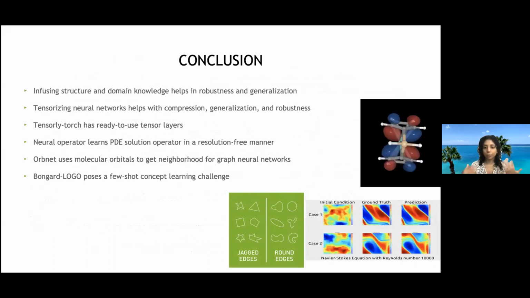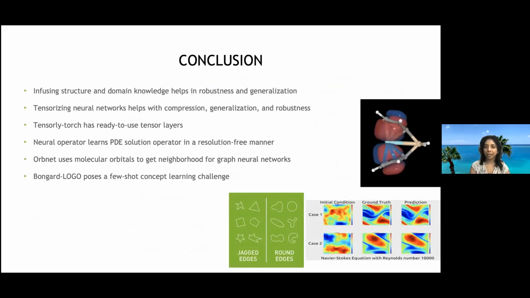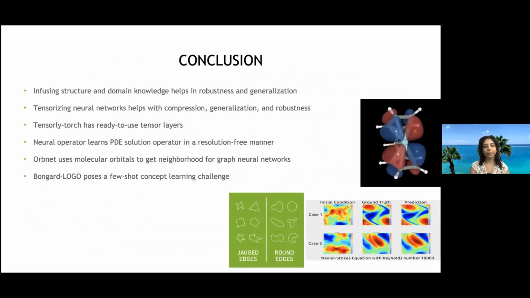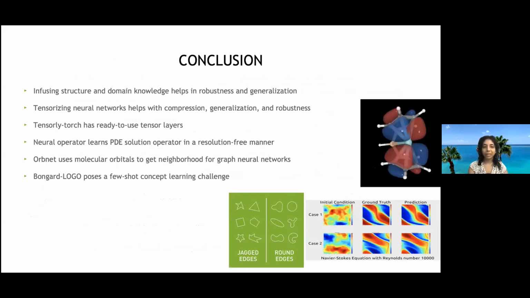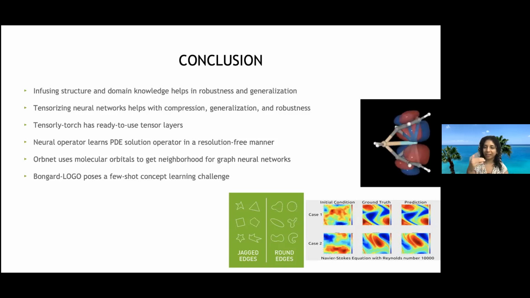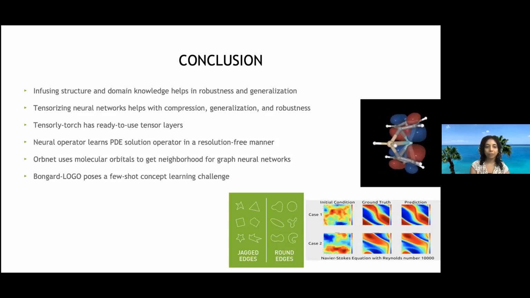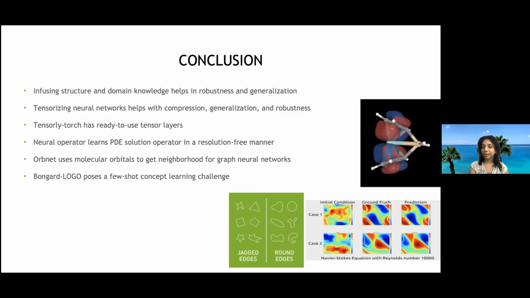So to conclude, I showed you many different examples of infusing structure and domain knowledge. I introduced Tensorly-torch, which has ready-to-use tensor layers, and you get benefits of compression, generalization, and robustness. And you can use it in a variety of scenarios. We also saw neural operator that learns the PDE solution operator in a resolution-free manner. And again, the domain knowledge, knowing how we can construct solution operators for linear PDEs and then think of nonlinear PDEs as compositions of that, was great. And then the OrbNet used the knowledge of molecular orbitals to capture the neighborhood in graph neural networks. And this was very critical for transferability to large molecules, larger than what we see in training.